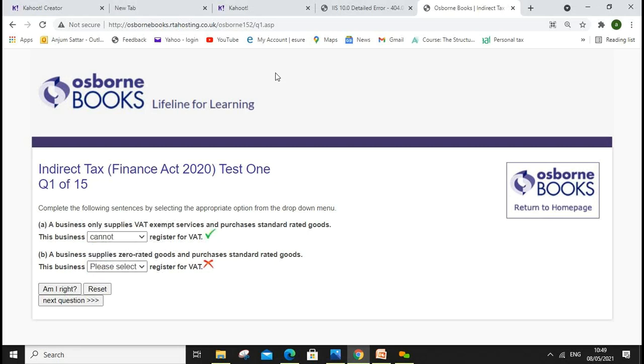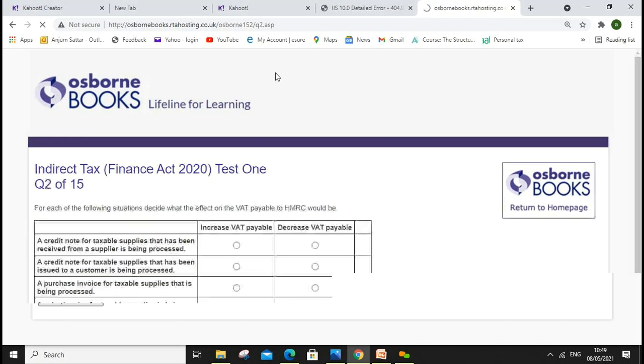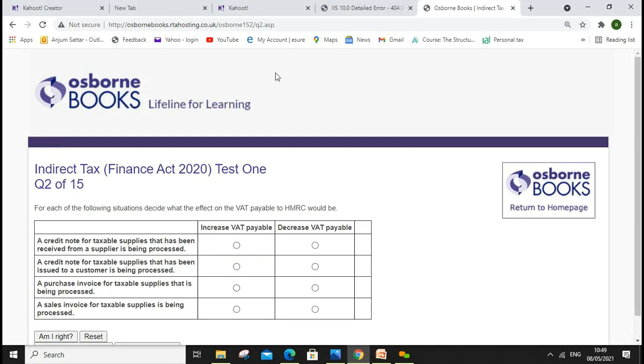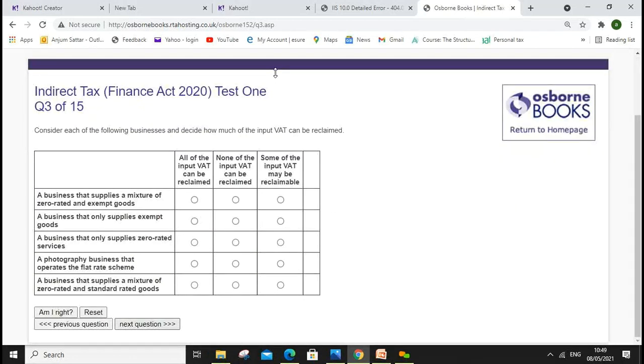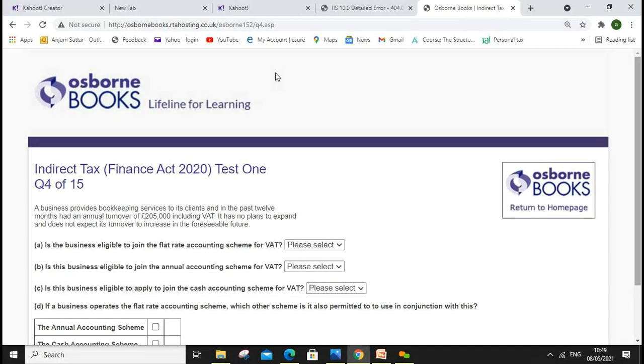So that's the way you can see the answer at the end. If you can't find it here, the zero rated: a business supplies zero rated goods and purchases standard rated. This business can or can't? Yeah, can. Yes. So this way, you can look around all of it, the increase VAT or decrease VAT. So these basically test your understanding of how much we know about the different schemes that we discussed.